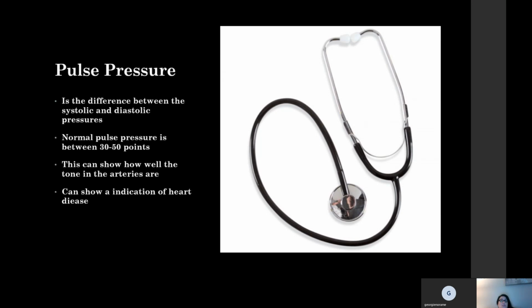Our pulse pressure is the difference between the systolic and the diastolic. And a normal pulse pressure means it's 30 to 50 points. And so how can you calculate that and tell?